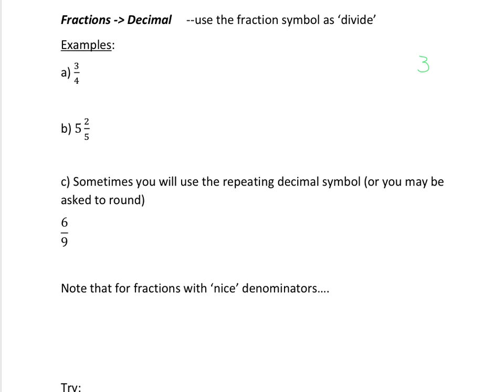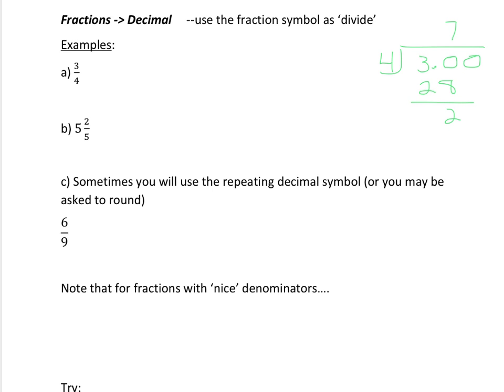If I have 3 and I'm dividing 4 into it, 4 doesn't go into 3, so I'm going to put a decimal place in and change that to 3.0. But I'm not going to think about the decimal place. I'm going to just think 4 into 30. Well, 4 into 30 is 7 times. 7 times 4 is 28. I can subtract and I get 2.